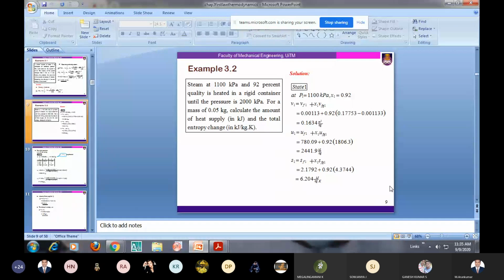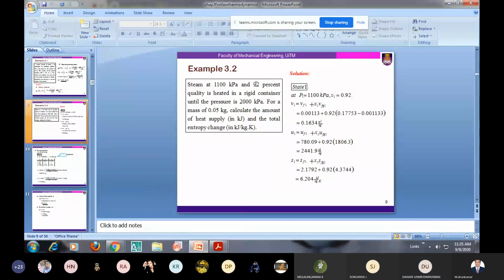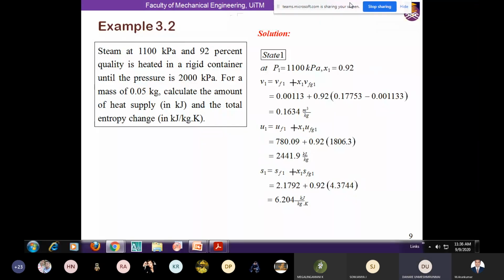Just try to read the problem. Take 2 minutes time. Just try to solve the problem.